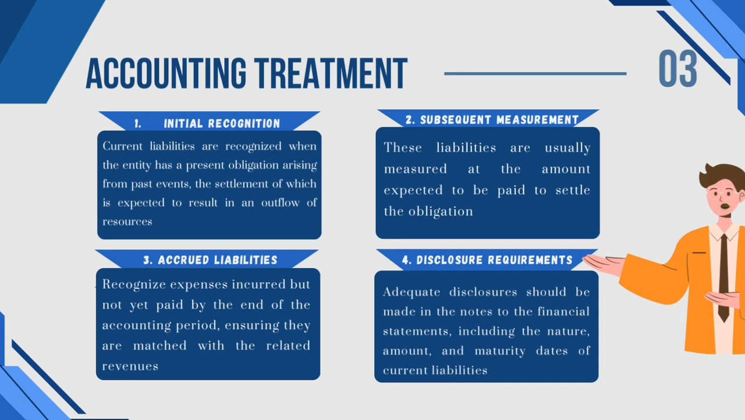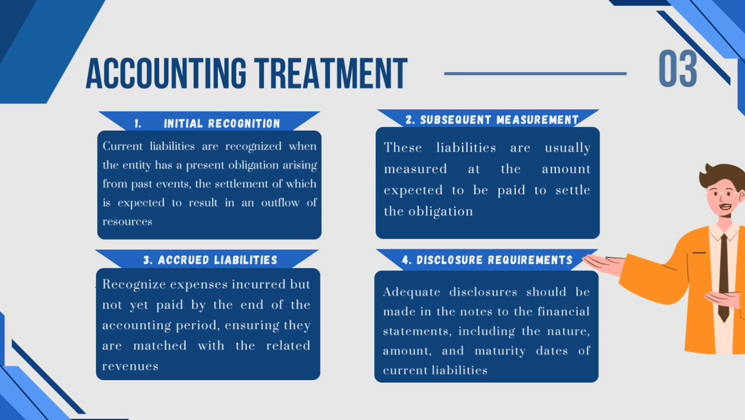Liabilities are usually measured at the amount expected to be paid to settle the obligation. For example, if a company buys inventories for RM1000, the company needs to recognize the amount to be RM1000 in the account unless there is a discount until the end of the accounting year or the company has paid the liability. For the next step, step 3 is accrued liabilities.